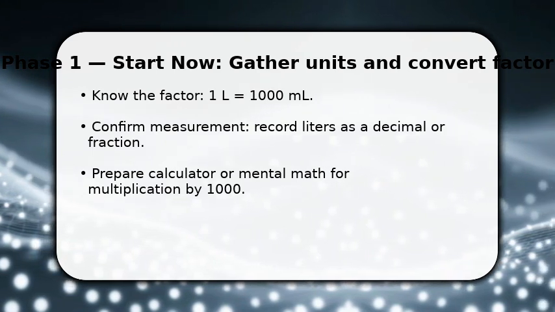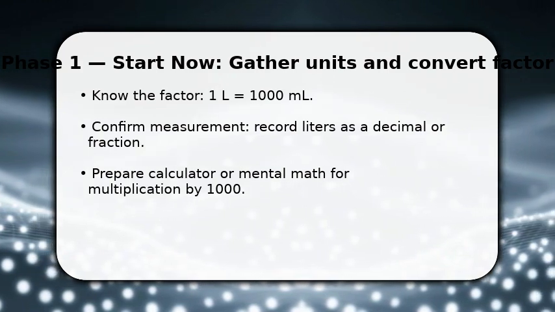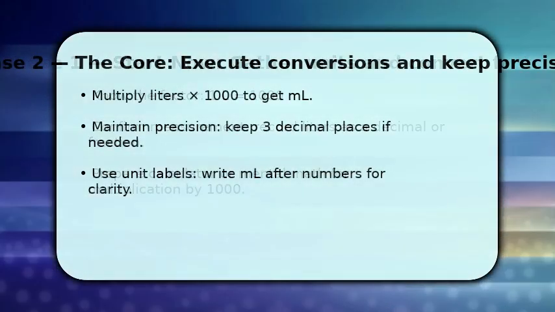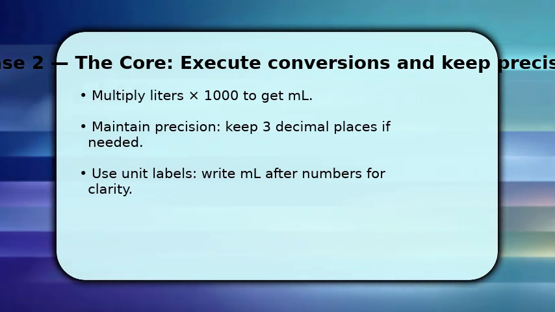If you're converting many values, set up a column and apply the same multiplication rule to each entry so errors don't creep in. You now perform the core work. Multiply each liter value by 1,000. If a measurement is 1/2 L, convert it to 0.5 L first, then multiply to yield 500 ml.